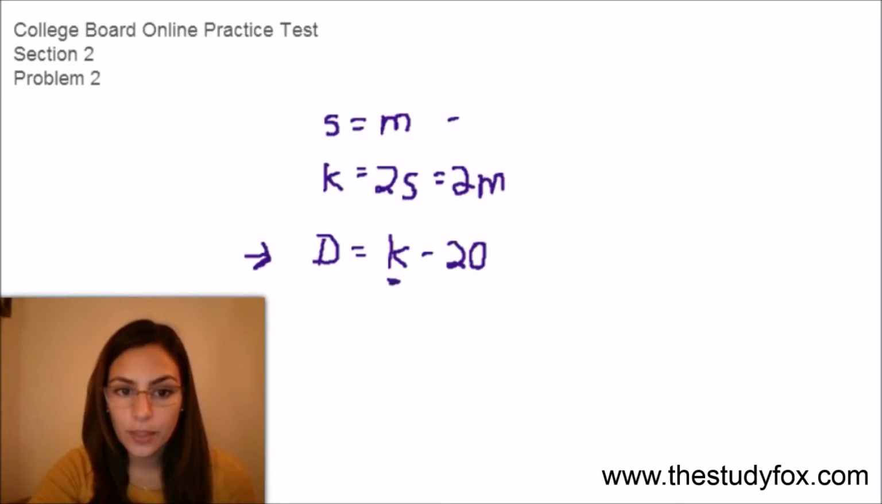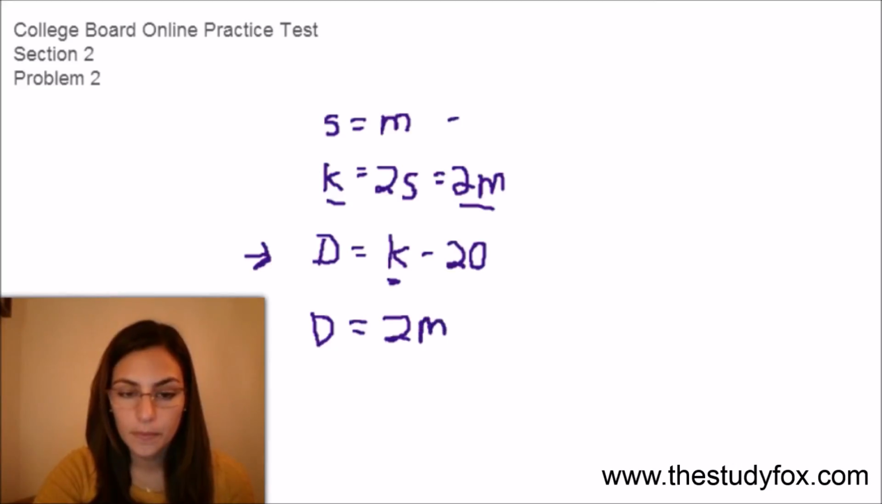And we can easily do that because we know that K equals 2M. So all we're going to do is substitute the K with 2M, and we're going to write down D for Darren equals 2M minus 20.